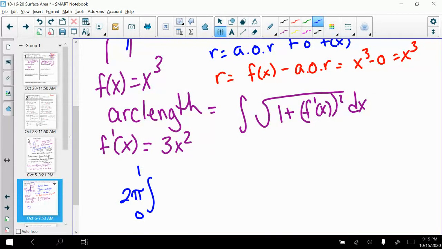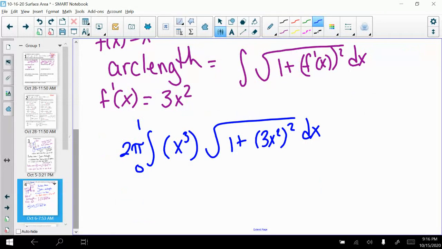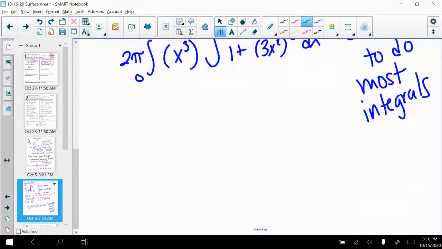The 2 pi is here because of the surface area formula. R was x cubed, because it was just x cubed minus 0. The square root of 1 plus 3x squared, squared, dx. Now this one, of course, is a lovely book problem, so it works out nicely. But in general, calculators are our friend. We will need our calculator to do most integrals for surface area, just because of that square root.